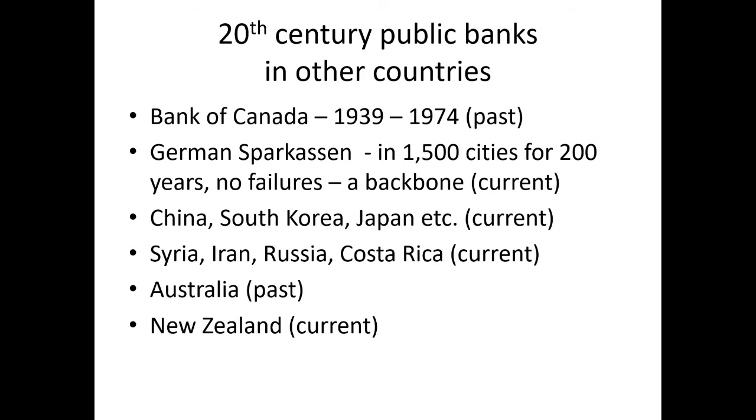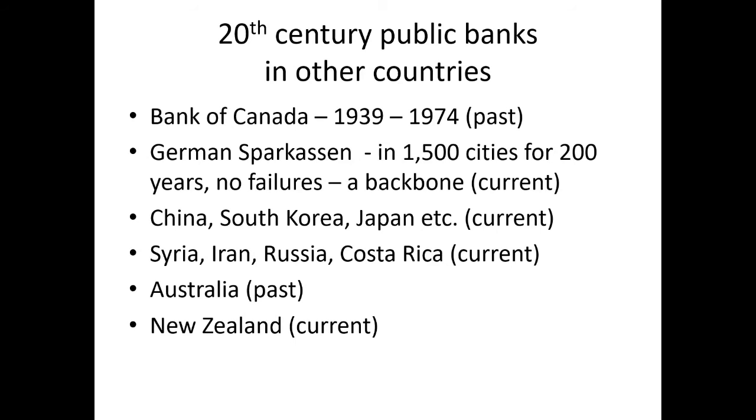But unfortunately, the major bankers in 1974 apparently got inside the bank and helped create pressure to have it become part of the international privately controlled Bank for International Settlements, that is, the private central bank for private central banks around the world. And so it died out, and Canada has had the same problem we've had since then. Another major set of public banks are the German Sparkassen in 1,500 cities, which have gone on for 200 years with no failures in that time, and they've been the backbone of its economy and are still going.